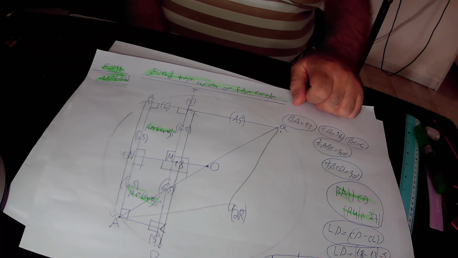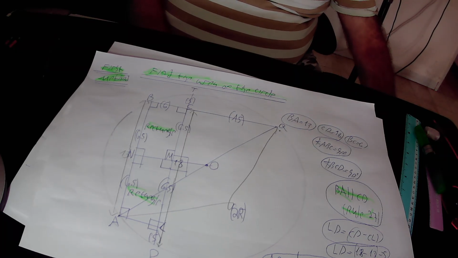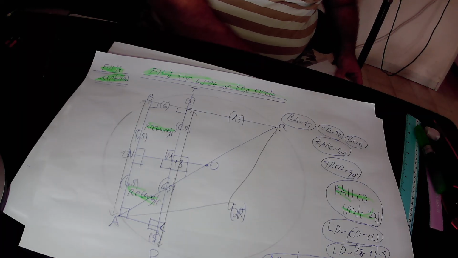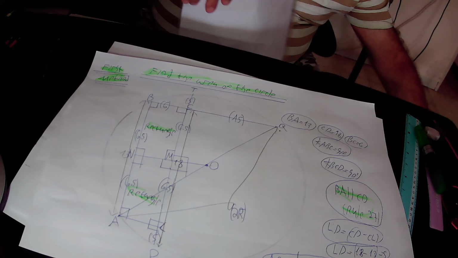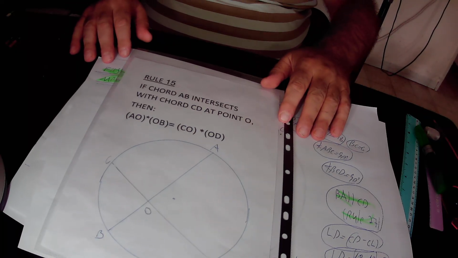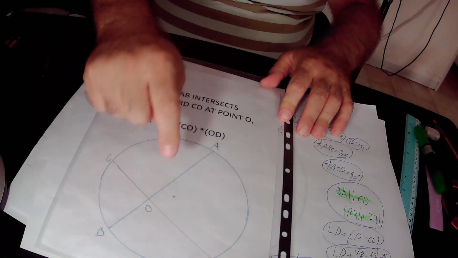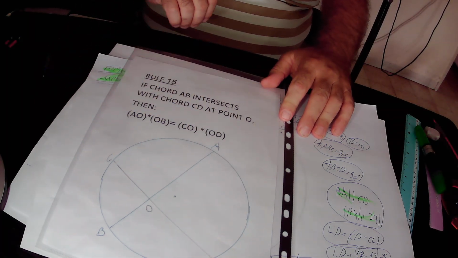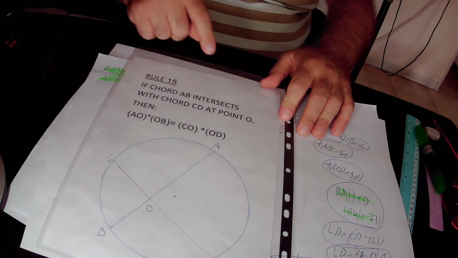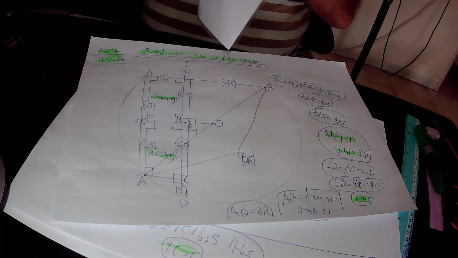Therefore, we can implement rule 15. According to rule 15, if chord AB intersects with chord CD at point O, then the following equation is true: AO times OB equals CO times OD. So we can implement rule 15 in our drawing.